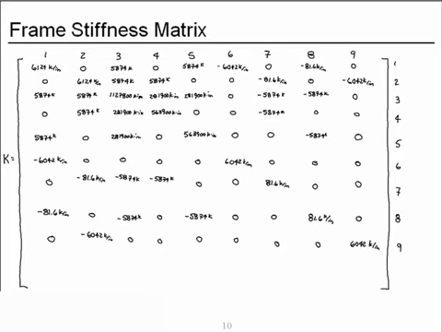Now step 3. Let's check symmetry. It would have been easy in this process to make a typographical error, and so one way to check that we have a quality stiffness matrix for our frame structure is to ensure first that the diagonal terms are all positive, and that they are, and that all of the terms mirror around that diagonal. So it's symmetric about that diagonal.